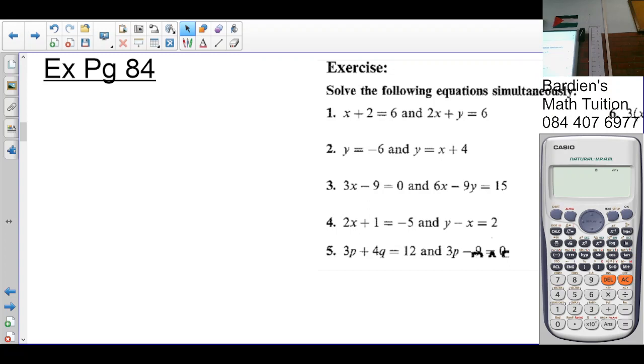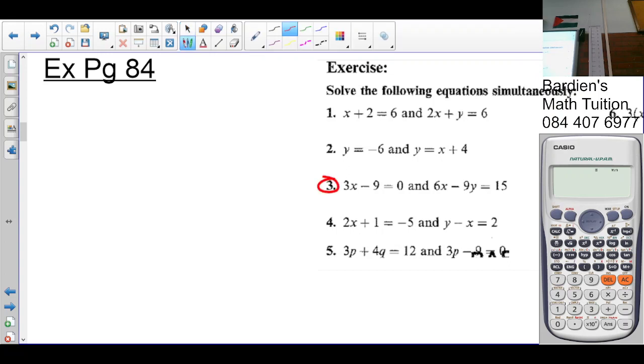Number 2. Y is equal to minus 6, that's given already. And X is equal to negative 3. Nice. Number 3. X is equal to 3, yes? Y is equal to 3. Okay, so she made a mistake, so it's fine.